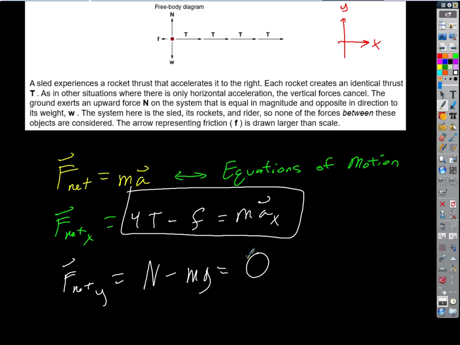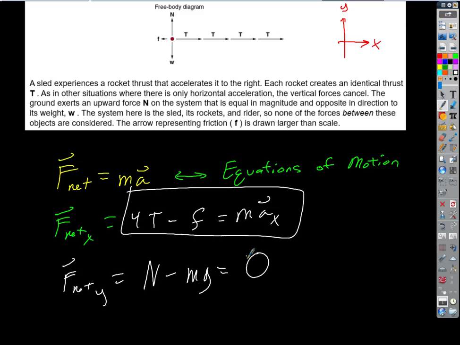N equals mg, right? Okay, now, even though that's not telling us much, isn't it cool how the equations parallel exactly the physical situation? When you solve for n, it equals weight, which is exactly what we'd say. The normal force is offsetting the weight, right?